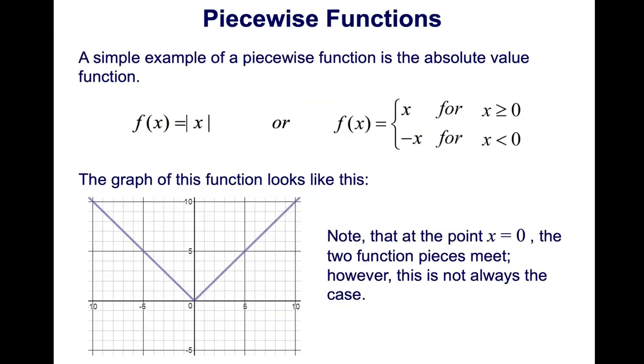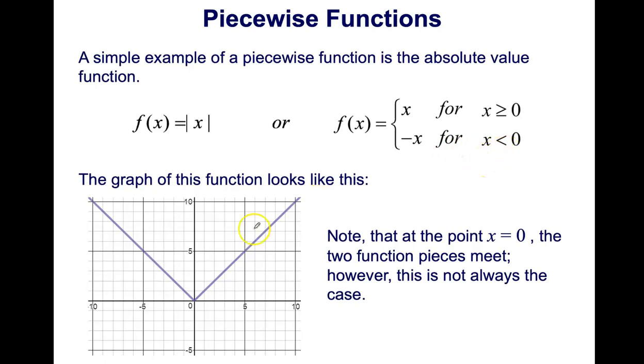Now, this is a simple example of a piecewise function. This is an absolute value function, represented by absolute value bars. f of x is equal to the absolute value of x, or you can also represent it as f of x is equal to x for x greater than or equal to 0, and f of x is equal to negative x when the value of x is what?